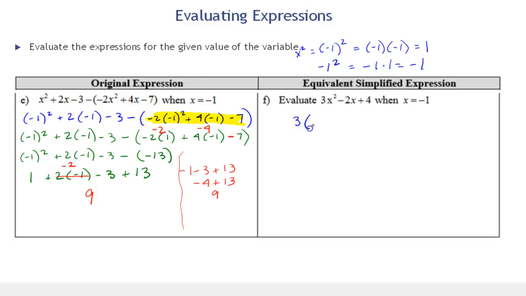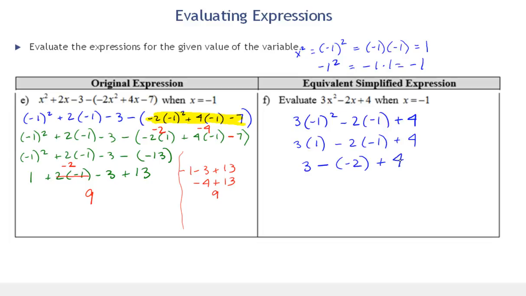So 3 times negative 1 squared minus 2 times negative 1 plus 4. We'll perform the exponent first. Negative 1 squared is 1. Okay. Now I'm going to perform multiplication. There's 2 multiplications, a subtraction and addition. I'm going to perform multiplication from left to right. First I'll do the 3 times 1. And 2 times negative 1 is negative 2.